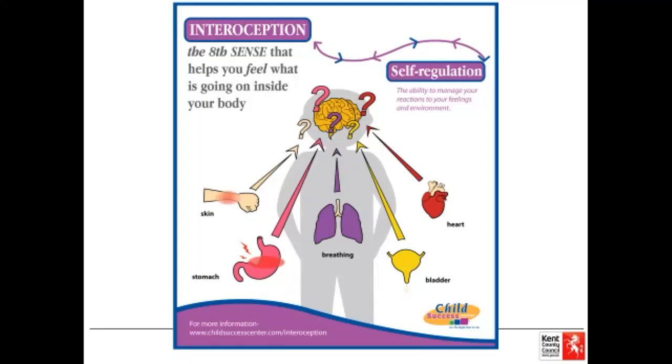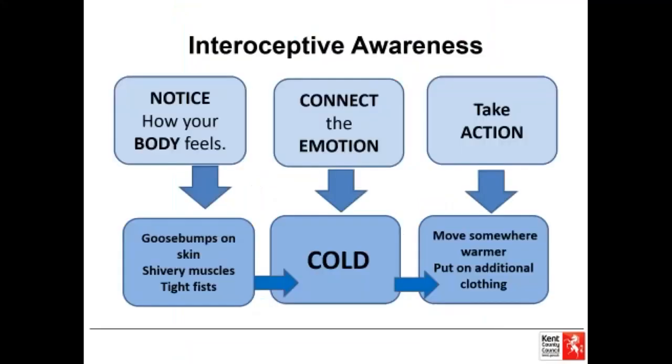And Kelly Marler states that typical levels of interoception awareness is one of the biggest indicators of the ability to independently self-regulate. I've put the references to Dr. Garfinkel's work at the end as well, if you do want to look into that further. So to achieve independent self-regulation, you need to be able to notice, connect, and regulate or take action. So again, if you're feeling cold, to be able to take action and self-regulate, they're going to be moving somewhere warmer or putting on additional clothing.